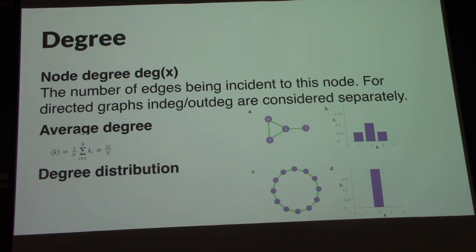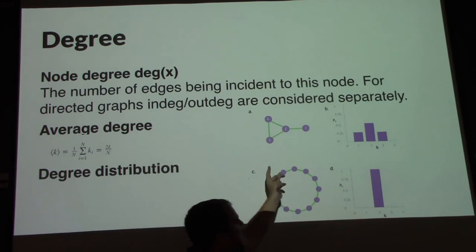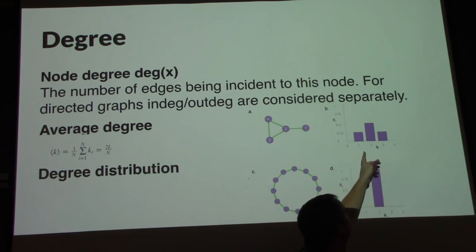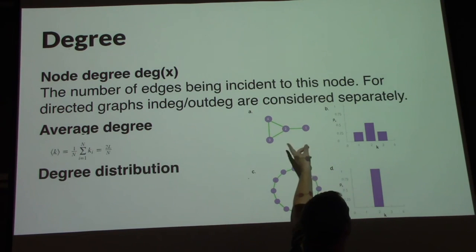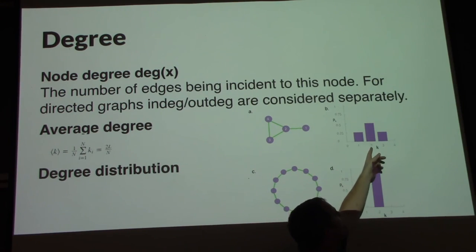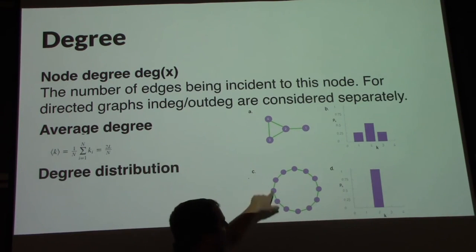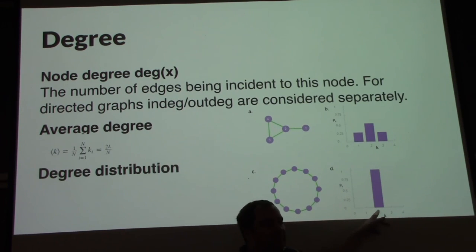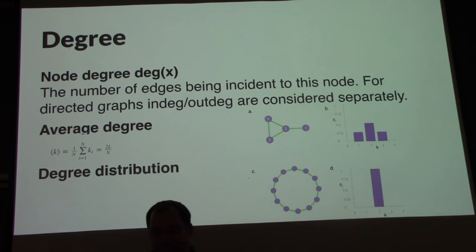An important measure about the graph is its average degree and its degree distribution. Here we see the degree distribution of this graph. We see that there is one node of degree one, or 25% of the nodes in this case, have degree one, 50% have degree two, 25% have degree three. In this circle here, 100% of nodes have degree two.